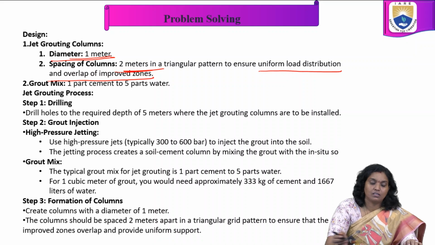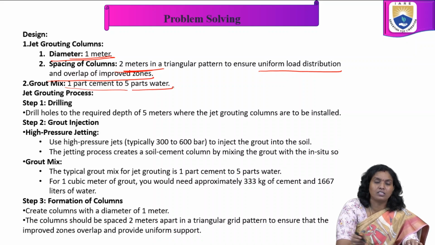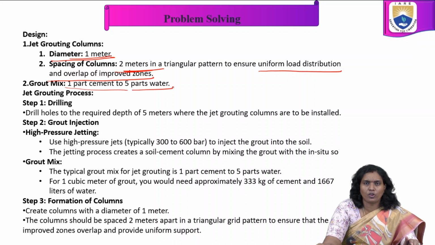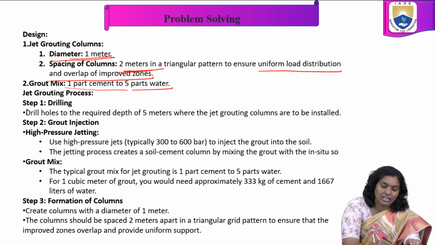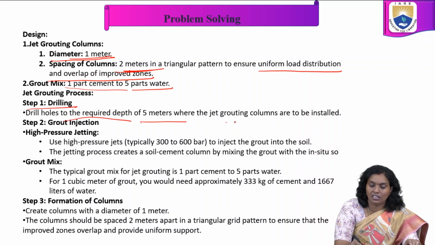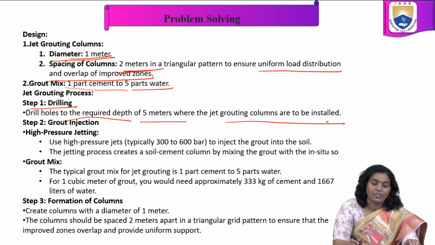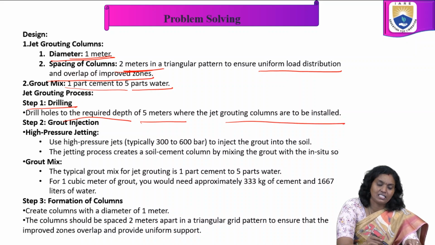In grout mix, 1 part cement to 5 parts water. Jet grouting process step, that is drilling. Drill holes to the required depth 5 meters where the jet grouting columns are to be installed. Now grout injection in this high pressure jetting and grout mix.